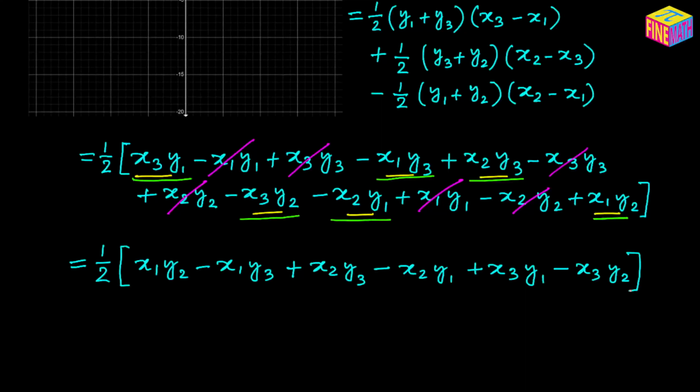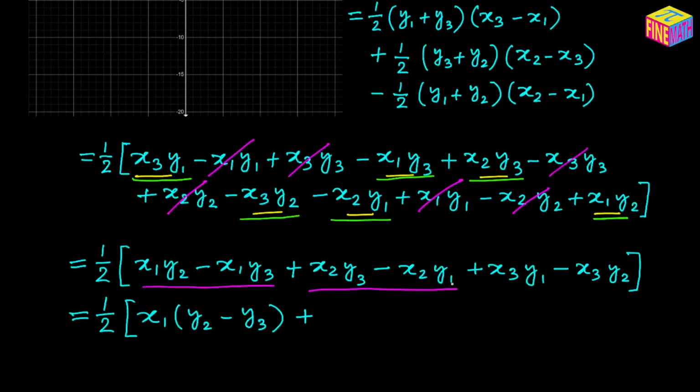And now if you look at them carefully, we have 3 nice pairs here. So let's say this is half times. Now from the first pair right here, what is the common factor? Well, the common factor is x sub 1. So you're going to write it like this, x sub 1 times y sub 2 minus y sub 3. And then let's focus on the next pair, which is this pair right here, and there we have a common factor of x sub 2. So we can write it as x sub 2 times y sub 3 minus y sub 1.